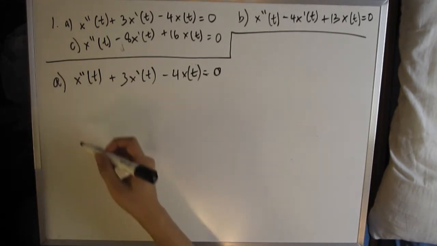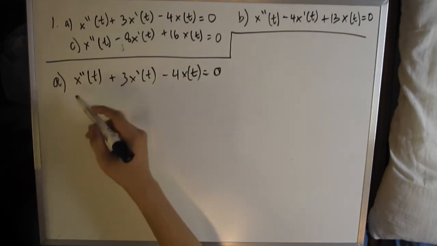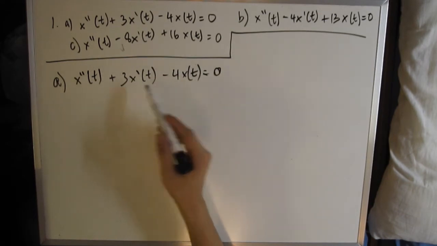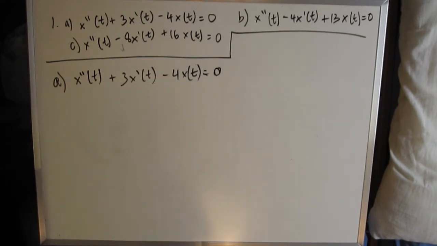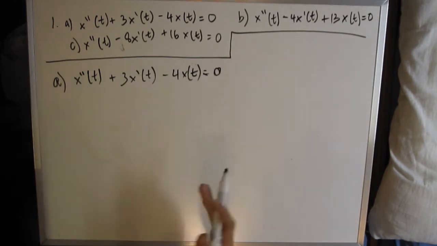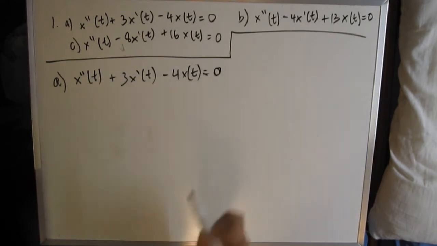Anyways, so we'll start off with A, where it's x double prime, which is the second derivative of x, plus 3 times the first derivative of x, minus 4x, is equal to 0. So now the first step to any problem like this is taking the left-hand side of the equation and replacing everything with an m.